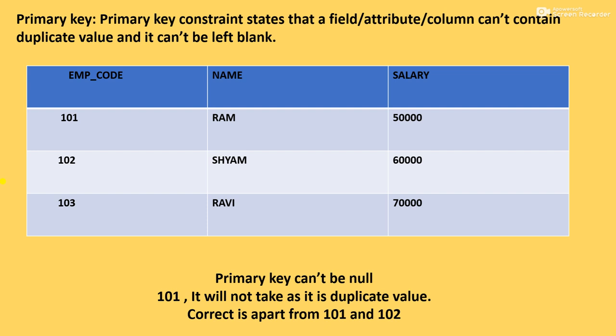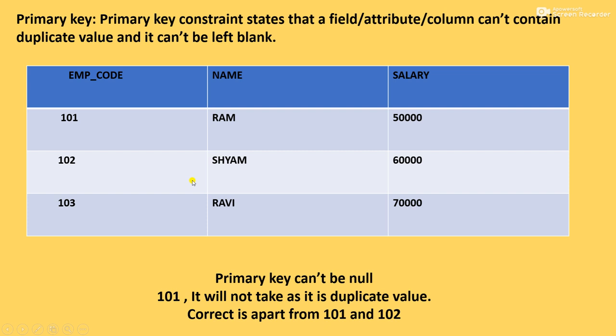The first constraint we have is the primary key, students. Primary key states that any field, any column can't contain duplicate values. Let's discuss this employee code. Employee code contains 101, 102, 103. You all can see that. I can make this employee code a primary key, since it does not contain any duplicate values. This is the characteristic of a primary key. After that, it can't be left blank. You cannot leave it empty.